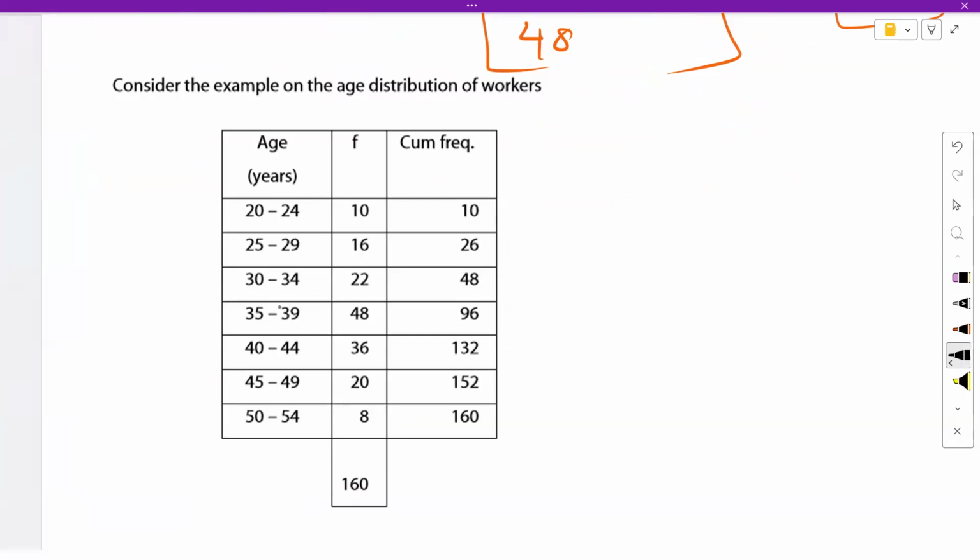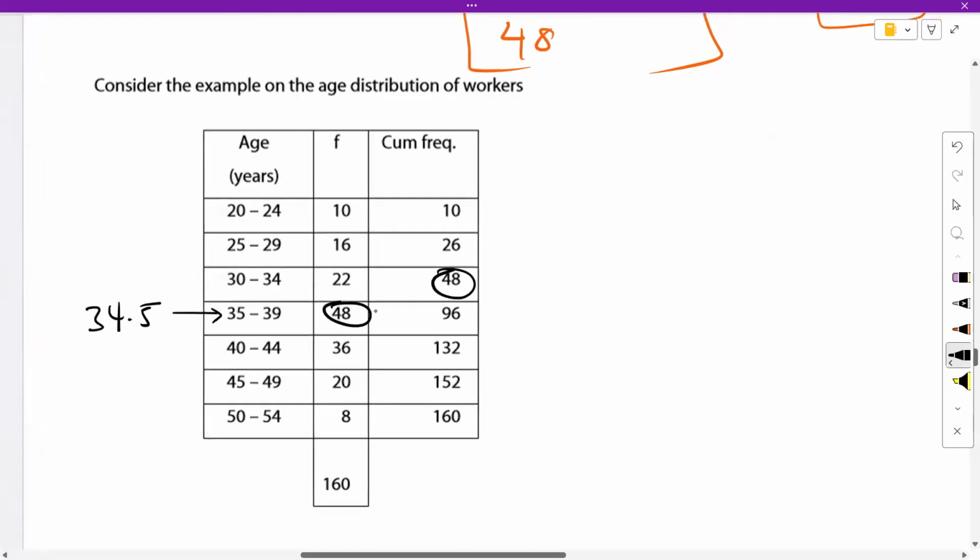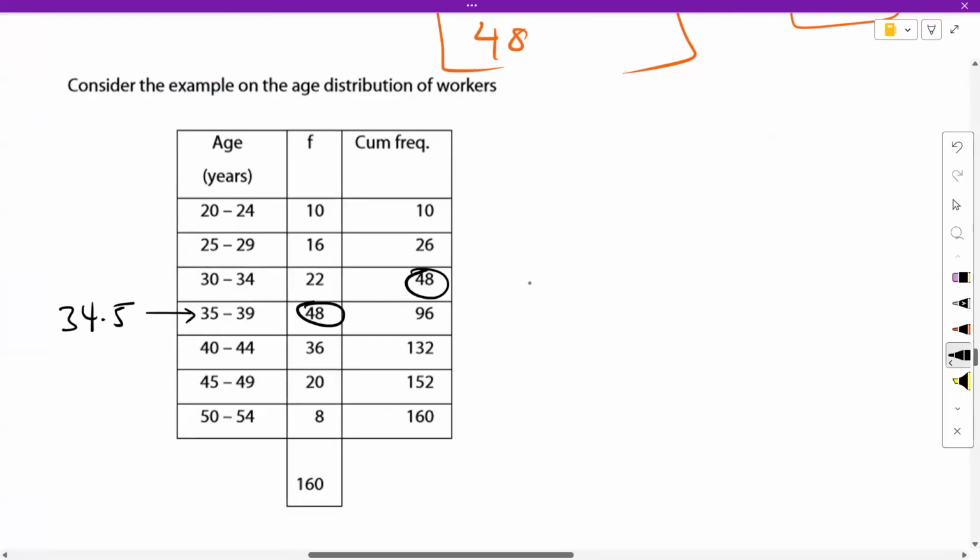Sixty-fourth employee? 35, 39. Yes, very good. Here in this class, the lower boundary is 34.5, the frequency is 48, the cumulative frequency is 48, and the class width is 5. Let us apply.